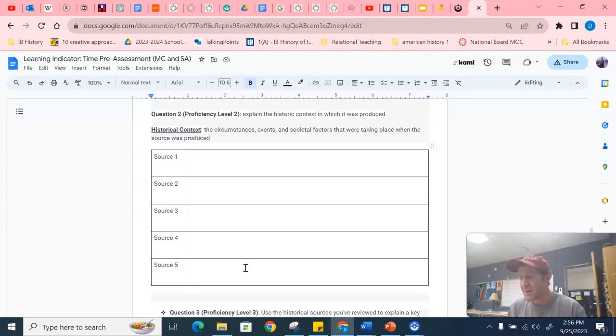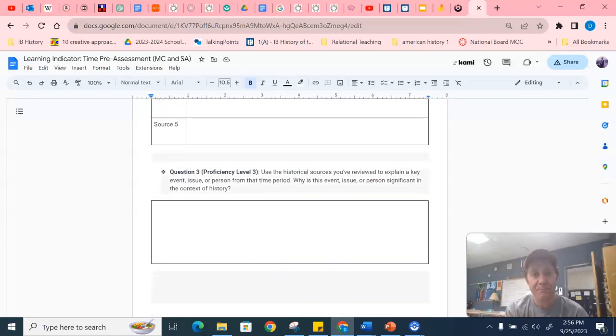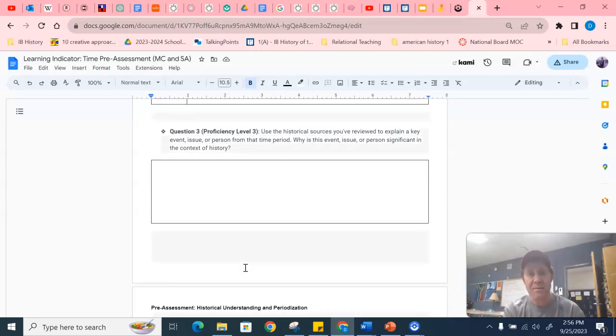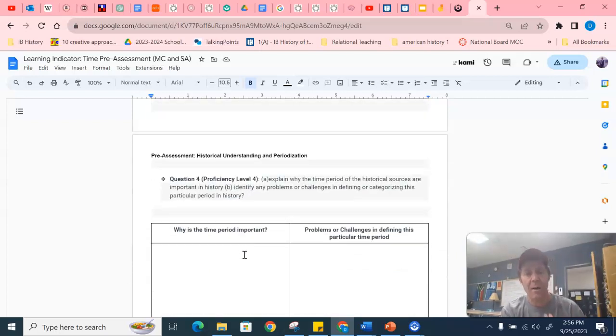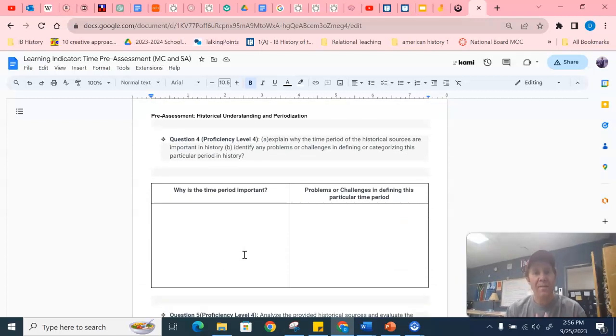Looking at the author's perspective and the opinions that they were showing and sharing in this creation. We were also making those connections between how the source reflects or responds to the events and issues of the time, and we brought in some of those examples from the case study. And really here, the next couple of steps that we're going to look at, we're addressing question 3. And question 3 is really part of question 4, explaining why the time period of the historical source is important in history, and then identifying any problems or challenges here.